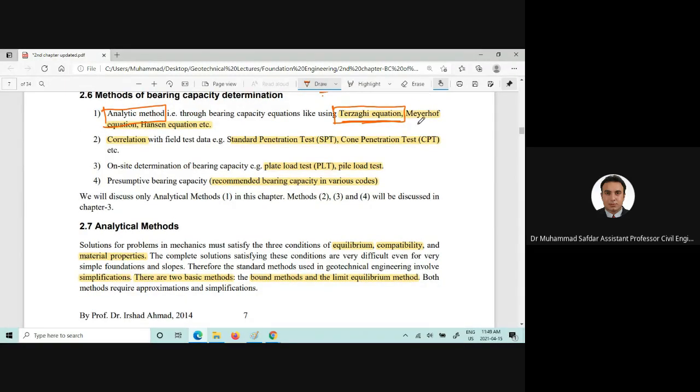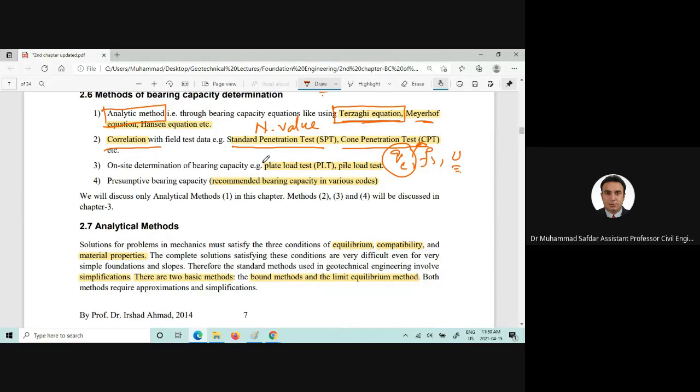Now, Mohr will be discussed in the next class. Hansen equation. There are several correlations that you can use with the data from the standard penetration test, where we get the N value, and from the cone penetration test we get the tip resistance, the sleeve friction, and we also get the pore water pressure information. But this tip resistance obtained from the cone penetration test is used in finding the bearing capacity of the soil.